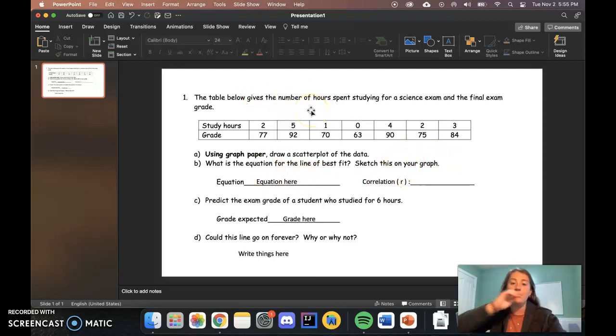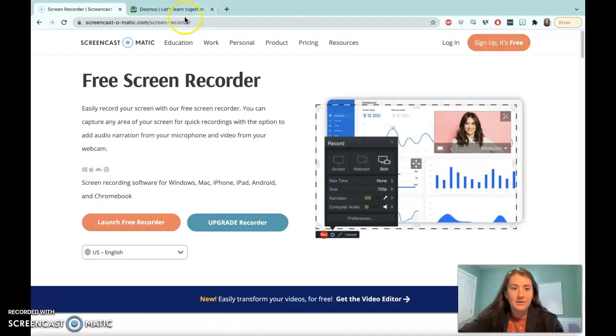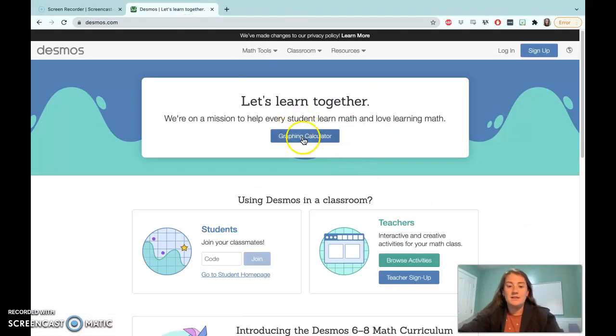It just says the table below gives the number of hours spent studying for a science exam and the final exam grade. So it looks like we have 7 data points here. And this one says using graph paper, draw a scatter plot, but we are going to actually make Desmos do it. So the way that I'm going to do that is I'm going to pull up Desmos, so I'm going to move this over to this other screen so that I can still see it, and I'm going to open Desmos. Okay, so here is Desmos, and we're just going to hit Graphing Calculator.